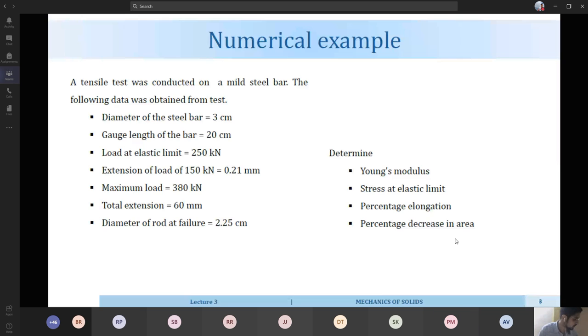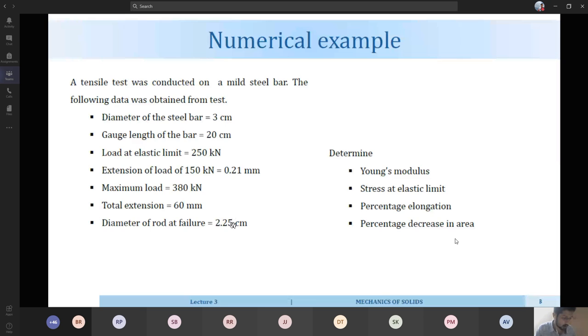Similarly, we can find the percentage decrease in area. The percentage decrease in area will be the change in area by the total area. With respect to the initial, it was 30 millimeter diameter, and now it becomes 22.5 millimeter, because the diameter of the rod at failure is 22.5, and the percentage decrease in area will come as 43.75%.